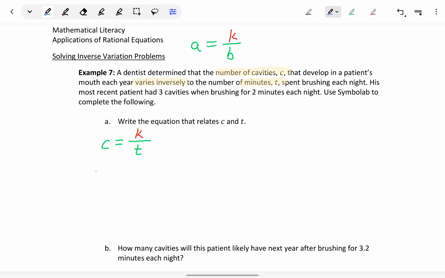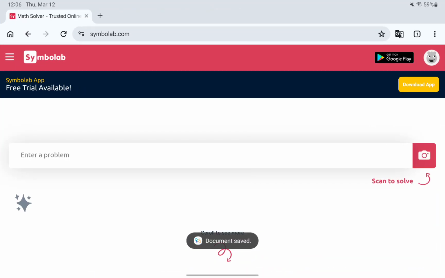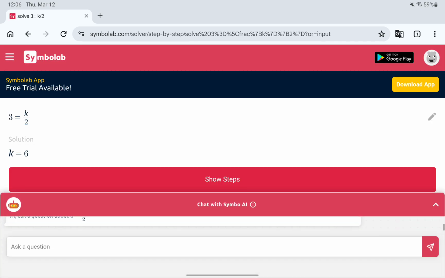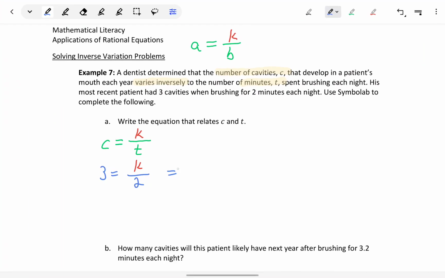In this case, 3 cavities is going to be equal to some constant k all over the 2 minutes that were spent brushing. And we could solve this equation manually, it's not very difficult, or we could solve it using Symbolab to get k is equal to 6. So the constant in our equation that was missing is 6, giving us the equation c, the number of cavities, is equal to 6 divided by t, the number of minutes spent brushing.